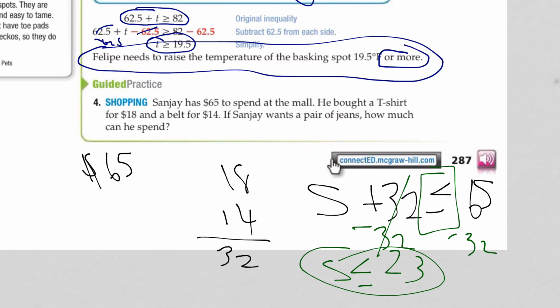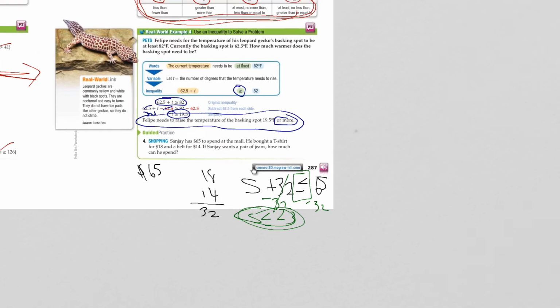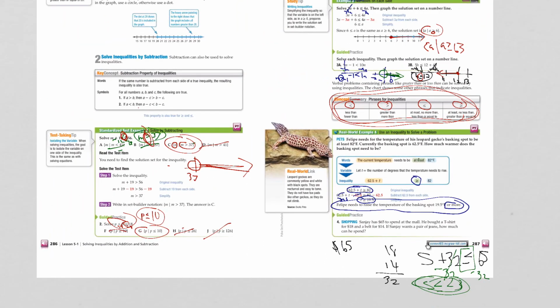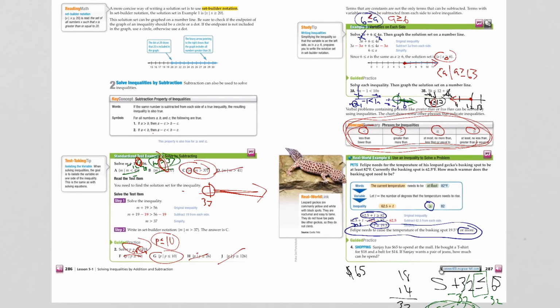No more, but he could spend less. If he finds a deal for a pair of pants for $10, that's fine. He still has money. Okay? That's all we're trying to do. We're trying to figure out what is the minimum or maximum of something. That is what inequalities are.